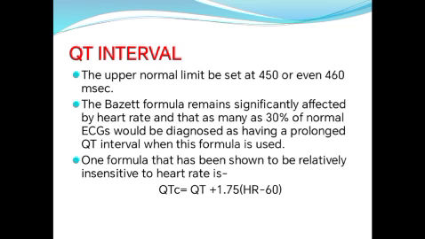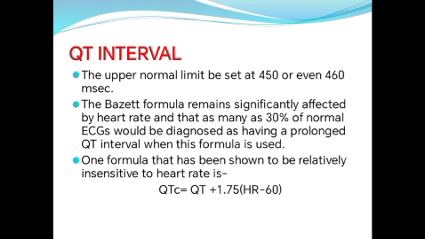Okay, what is the normal limit of the QT interval? It is up to 450 to 460 milliseconds. This formula is called the Bazett formula. The corrected QT interval is still significantly affected by the heart rate even after correction, and as many as 30% of normal ECGs would be diagnosed as having a prolonged QT interval, though they are normal.